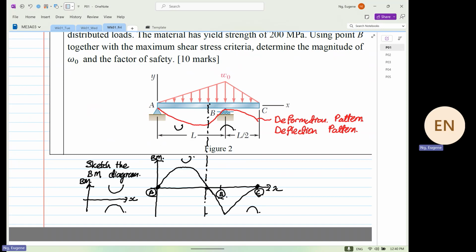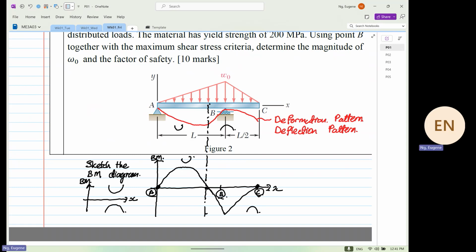So by looking at the deformation pattern, we can more or less sketch how the bending moment diagram will look like. Are we clear? As an engineer, calculating the value is one thing, but you have to have the feel whether your calculation makes sense or not. So this is the first check.